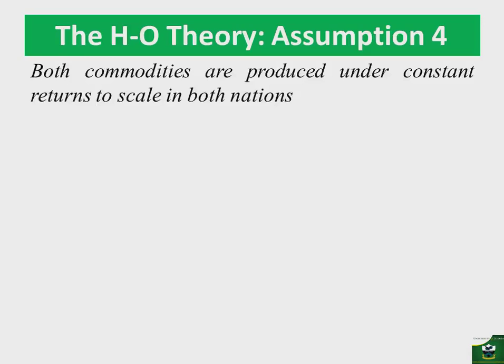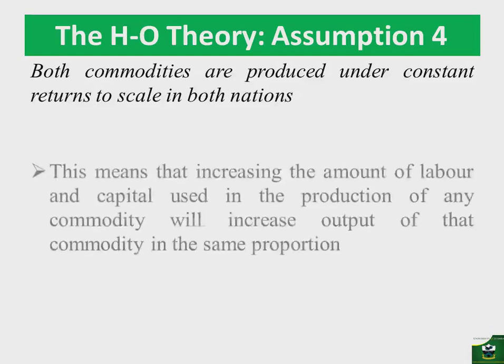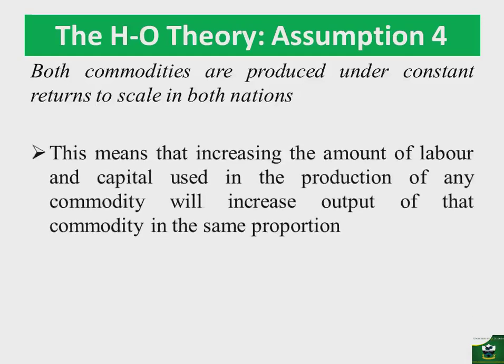The fourth assumption is that both commodities are produced under constant returns to scale in both nations. What this means is that increasing the amount of labor and capital used in the production of any commodity will increase output of that commodity in the same proportion. For example, if we scale up each of the factor inputs by 2, say we double labor and we double capital, it means that the output of the commodity produced will also double. That means we have constant returns to scale.